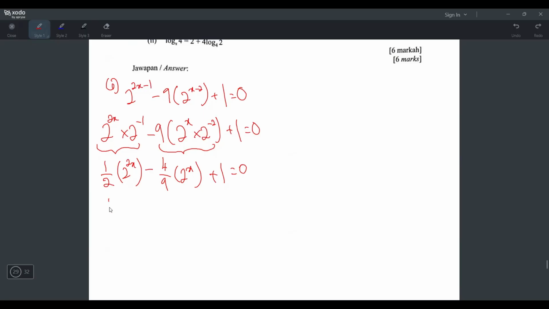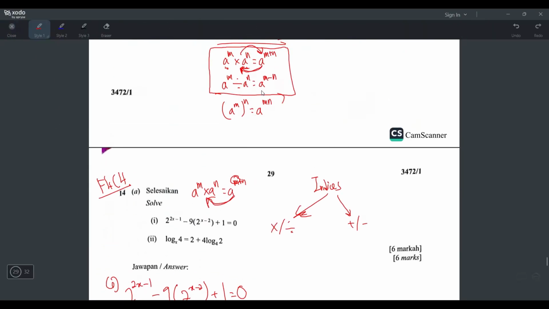So how do you make it the same? You just take the 2 and kick it out. You kick out the 2 like that. Okay, and why can you do that? Because of this law. When you have a power n, the m and n, you have to times them together. So imagine if I write it like this: a power n power m.